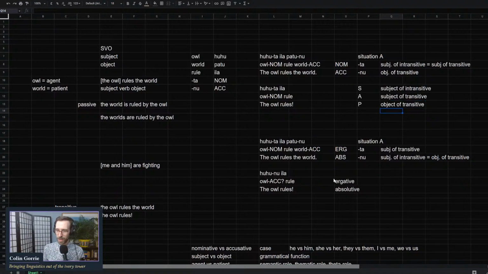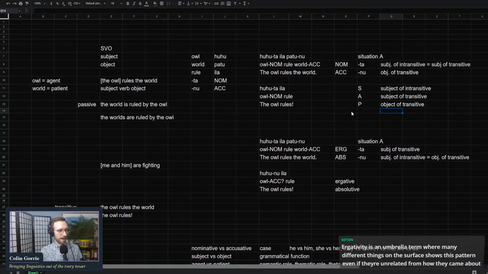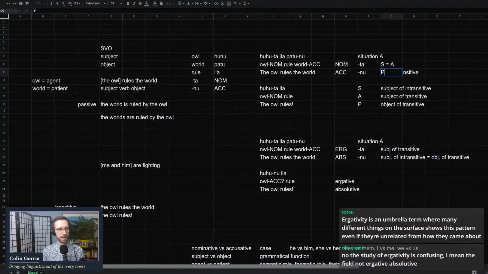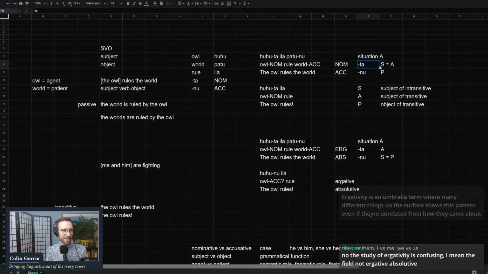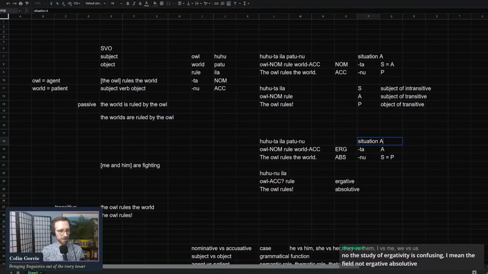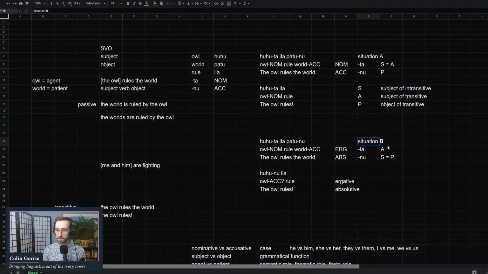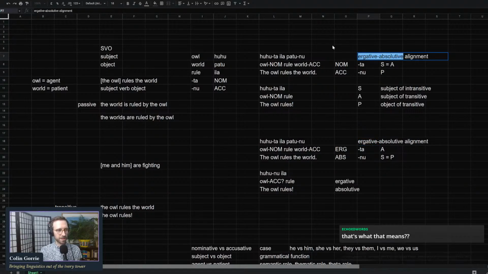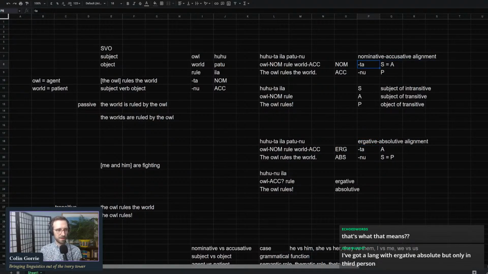So S, A, and P, we have these three participants. Here we have S equals A and P. Here we have A and S equals P. When S equals P, that's an ergative absolutive system. When S equals A, that is a nominative accusative system. So I should call this situation B. So situation B is ergative absolutive alignment. That's the term morphosyntactic alignment to describe the difference between these two kinds of systems. Here's nominative accusative alignment. Okay.